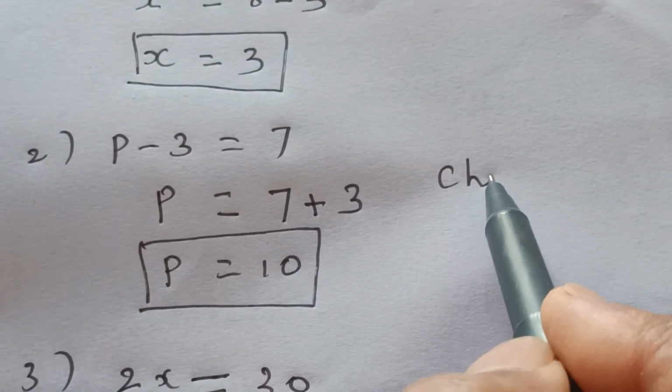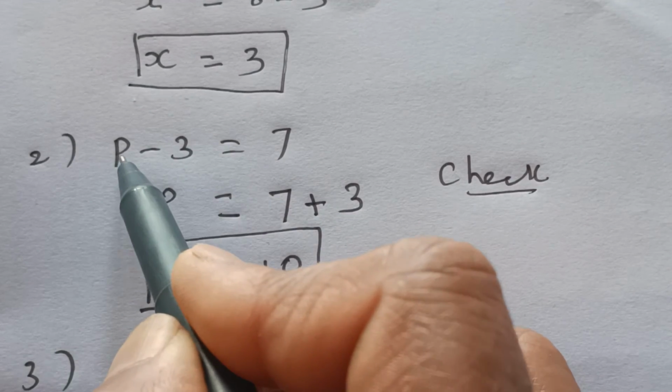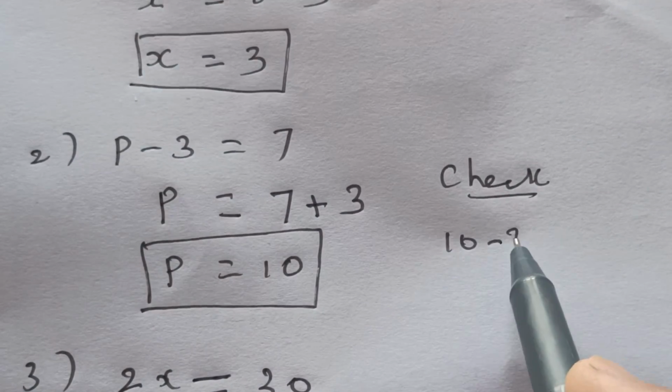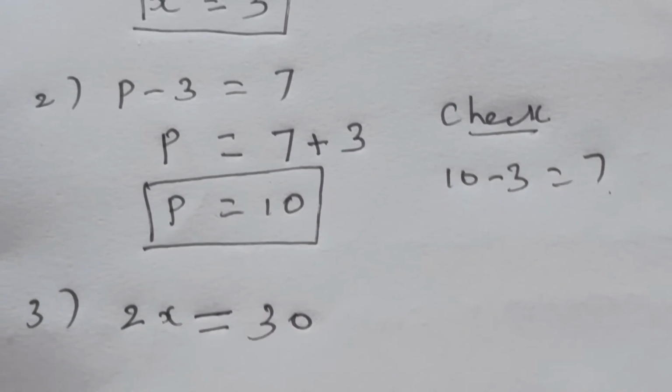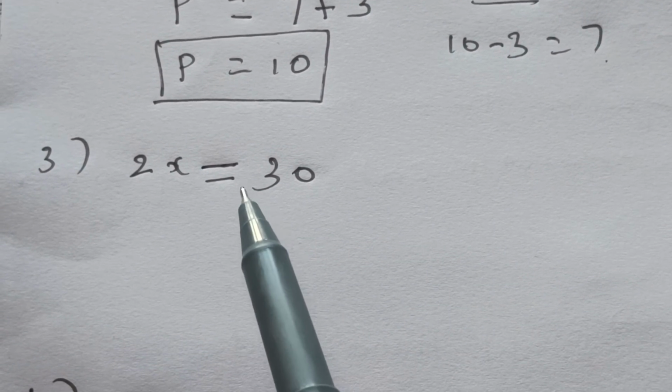How to check now? In the place of p, we have to put 10. 10 minus 3 is what? 7. Are we getting the right hand side number? Yes.